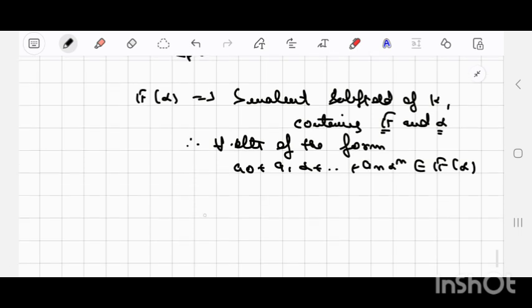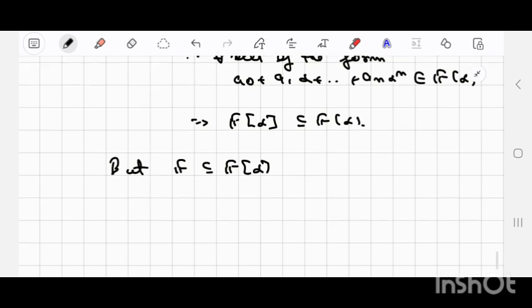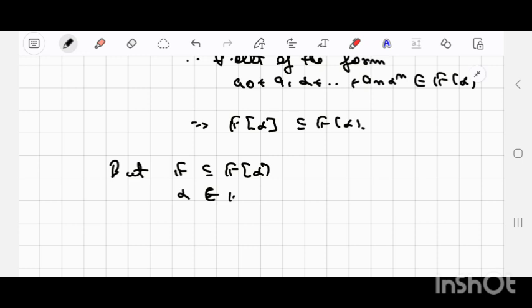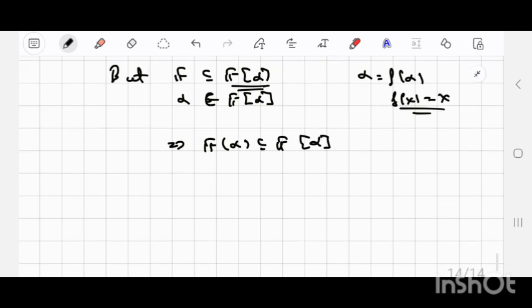Is it clear? In other words, F[alpha] is contained in F(alpha), but F is contained in F[alpha], as the set of constant polynomials evaluated at alpha, and alpha itself is contained in F[alpha], since alpha can be thought of as the evaluation of alpha where f(x) is x, right? So now F(alpha) is the smallest field containing both F and alpha, and F[alpha] is a field, so that implies that F(alpha) is also contained in F[alpha], right?